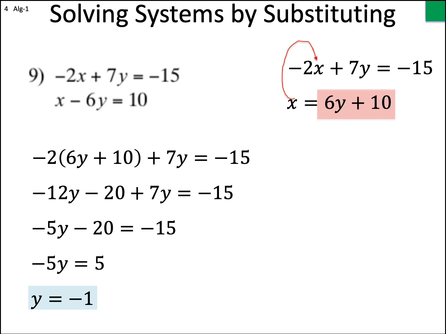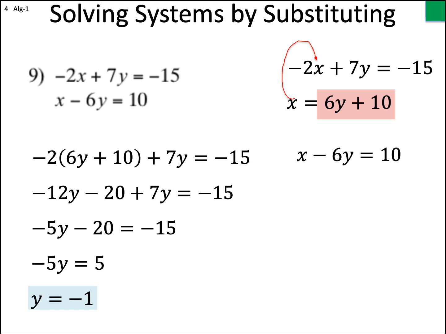Which equation do you want to use? I'm going to use the second equation, the x minus 6y equals 10 equation. All right, you could use any one of those 4 equations at the top. They're all the same equation, or they're all algebraically similar. All we did was change the second one, but I'm just going to use the first one. I should say the second one of the first pair of equations.